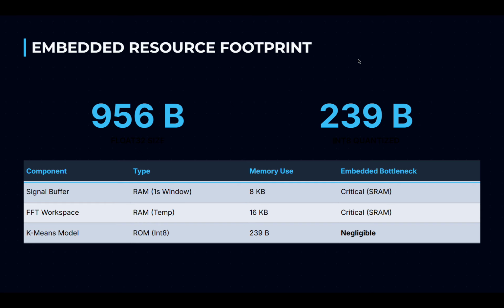So then the resource footprint here, quantizing the model to int8 shrinks the RAM pretty significantly, just 56 to 239 bytes. So it's pretty good. It's also not that much of a difference because it's all just in bytes at the end of the day. But the true bottleneck here isn't the model itself. It's the SRAM required for an 8 kilobyte signal buffer and the 16 kilobyte FFT workspace.